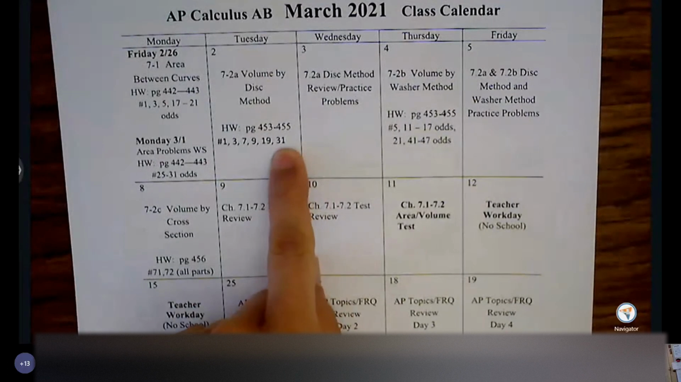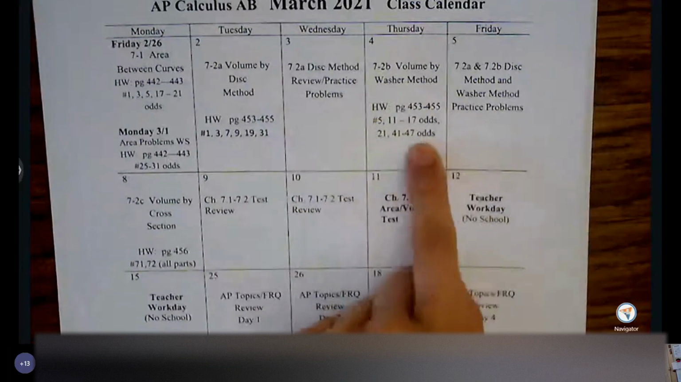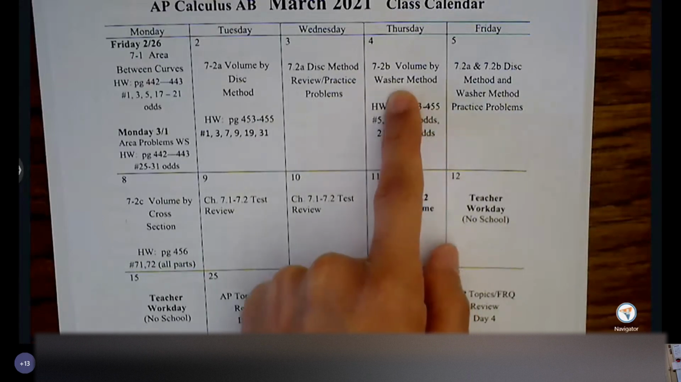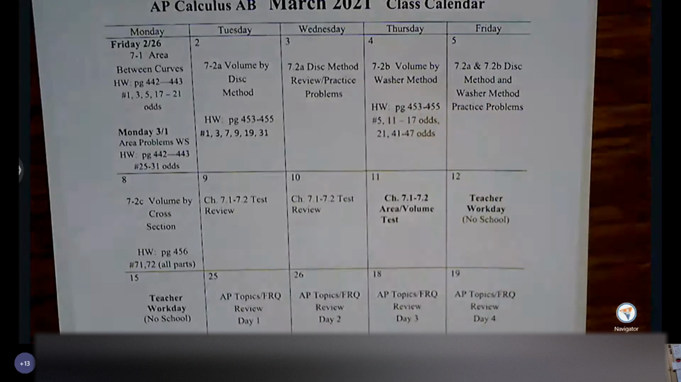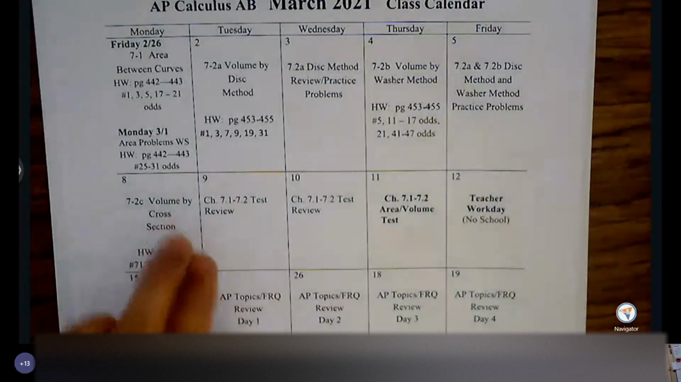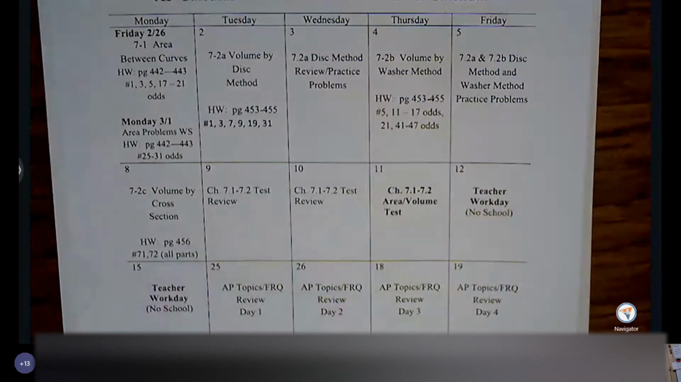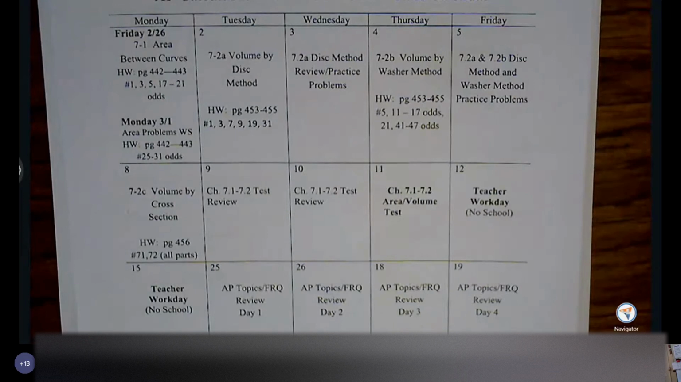We have circular shaped objects that have no gaps. This is based around an axis of symmetry or axis of revolution. The washer method is where there is a gap, like a bowl-shaped object or a ring-shaped object. And then cross section, where we're building different shaped objects on top of a known base. It could be a triangle base, or rectangle base, or trapezoid base.